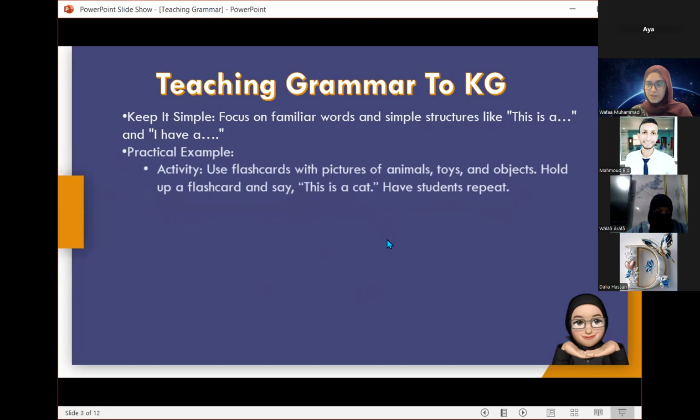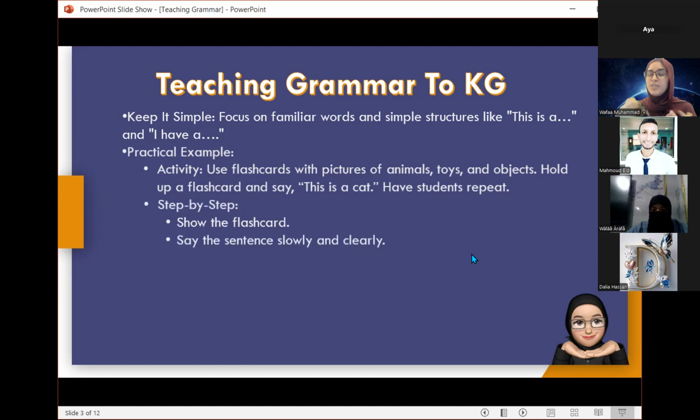You're going to use flashcards or pictures with a lot of objects, maybe animals, maybe toys, maybe the classroom objects. You hold it up and say, this is a pen. You can use realia. This is a phone. This is a picture, and so on. And you encourage the students to say the sentences clearly and they repeat. And remember, repetition and imitation is the first step of learning.